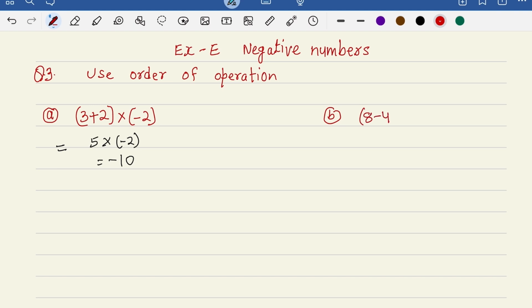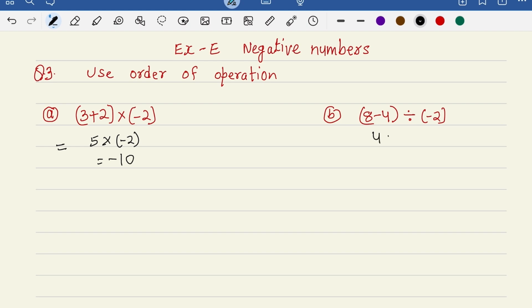8 minus 4 is in the bracket, so it would be done first. 8 minus 4 is 4, because according to BODMAS, bracket first, then division, then multiplication, then addition and subtraction. 4 divided by minus 2 is minus 2.